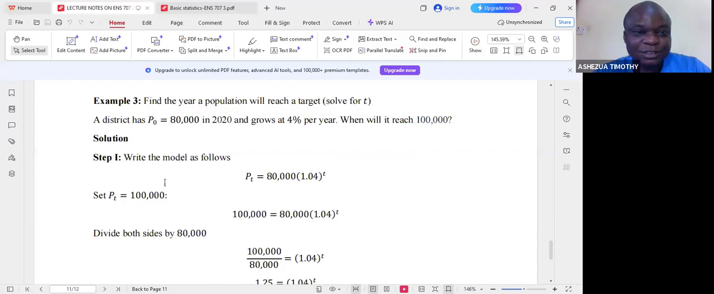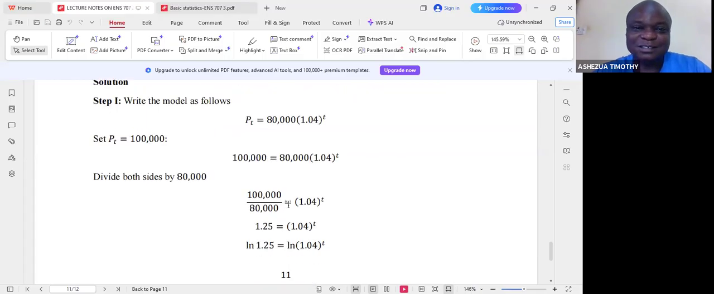So the P of t, that's our total population, is 100,000. So we're going to have 100,000 is equal to 80,000 times 1.04 raised to the power t. Please, when you are doing your computation, never say 80,000 times 1.04. It should never happen. You get a wrong answer. So in this case, we divide, we're trying to look for t. So you divide both sides by 80,000.